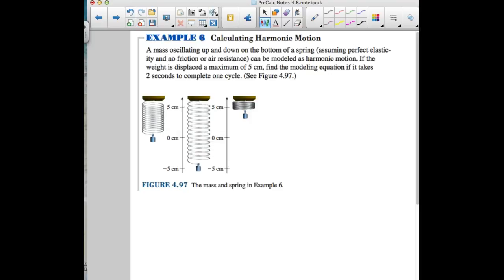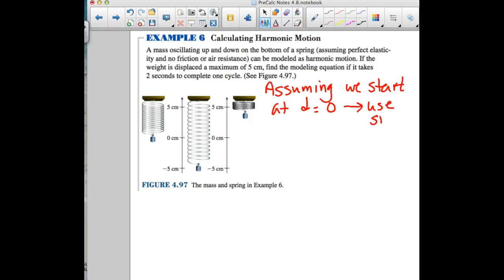All right, example 6. It says a mass oscillating up and down on the bottom of a spring, assuming perfect elasticity and no friction or air resistance, can be modeled as harmonic motion. If the weight is displaced a maximum of 5 centimeters, find the modeling equation if it takes 2 seconds to complete 1 cycle. So assuming that our spring is at neutral position, all right, we're starting at a displacement of 0.